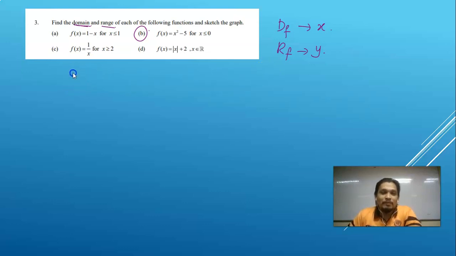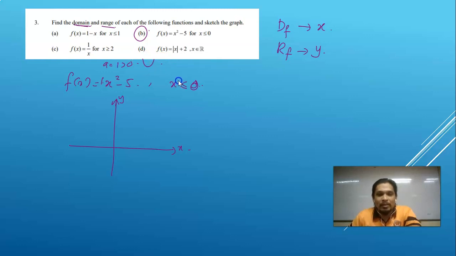First, f(x) equal to x squared minus 5, given x less than or equal to 0. So we might think the graph of x squared minus 5 will be something like this. Because the coefficient of x squared equals 1, a equals 1, which is greater than 0, the graph will be something like this. Sometimes we need to look at all this, sometimes not.